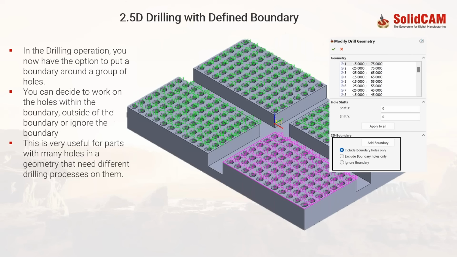Another one is in 2.5D drilling. When you pick up all the drilling geometries, now you have an ability to select a boundary, which you can include or exclude or just ignore. It's really up to you, but it gives you more flexibility in geometry selection.